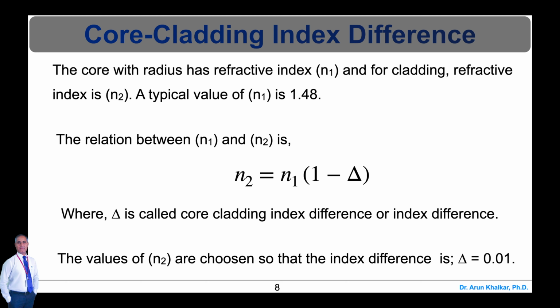So this equation is very important to design optical fiber cables which are used in telecommunication systems. So this is all about the types of optic fiber cables. Now the next important parameter is attenuation.